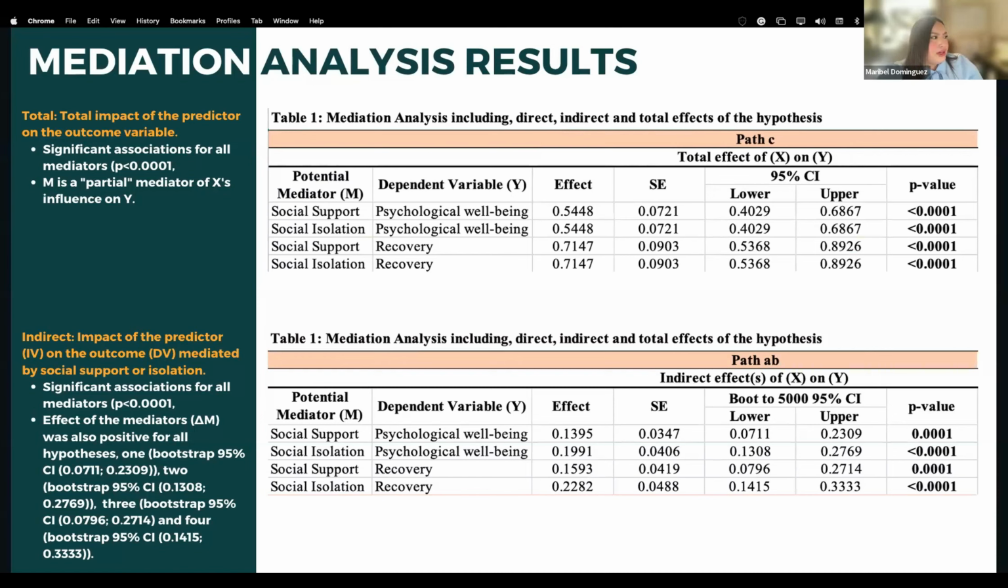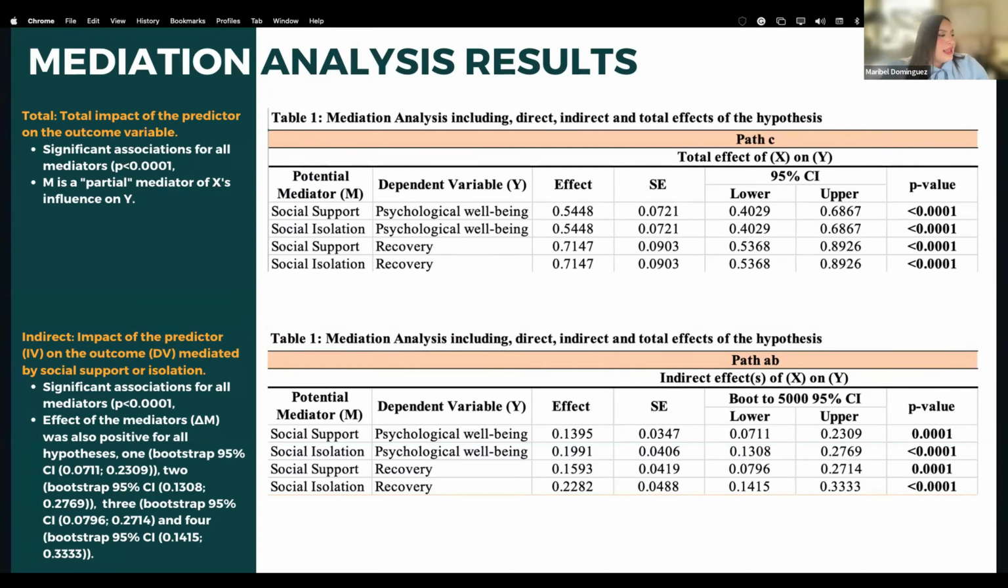Then we have the path C, and the path C represents the total effect and just the impact of the predictor and the outcome with the mediator. And so something interesting from the analysis is that, as I mentioned before, the independent variable, which is empathic self-efficacy, seemed to have an impact on recovery, and it also seemed to have an impact on psychological well-being. And what's interesting here is that social support and social isolation were not the main mediators, but they were partial mediators based on what the analysis came out with.